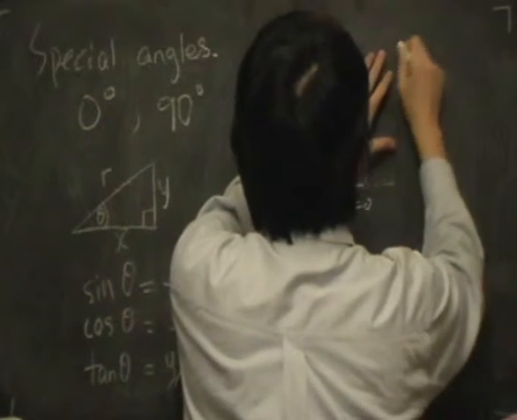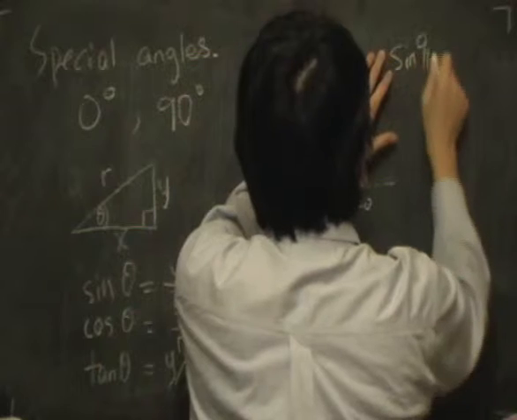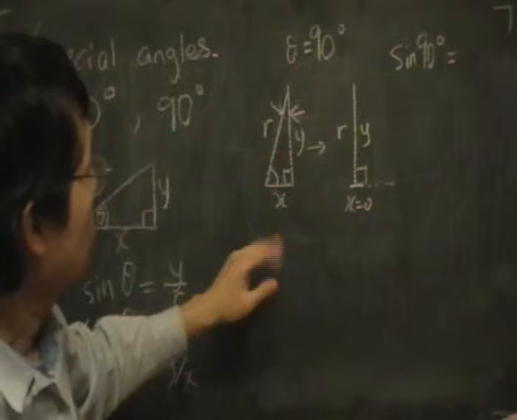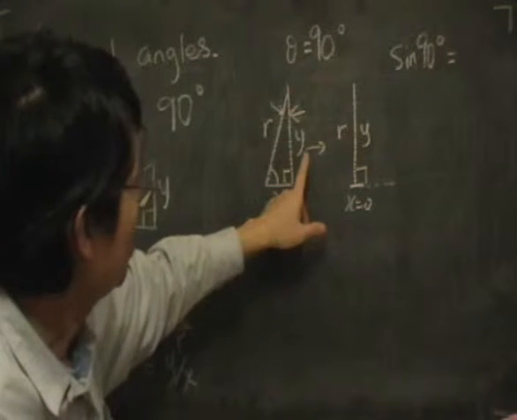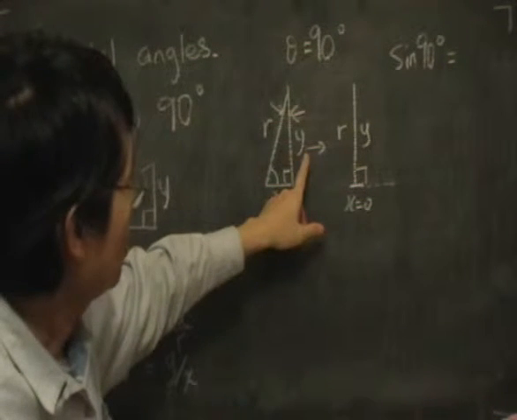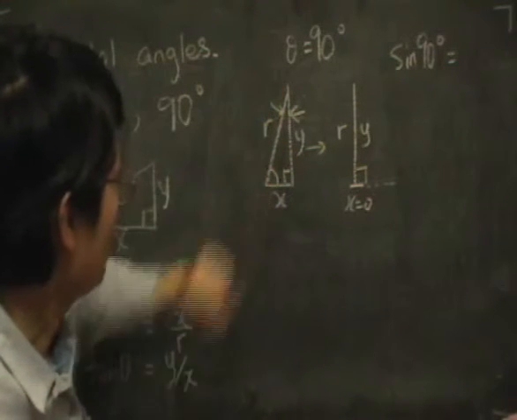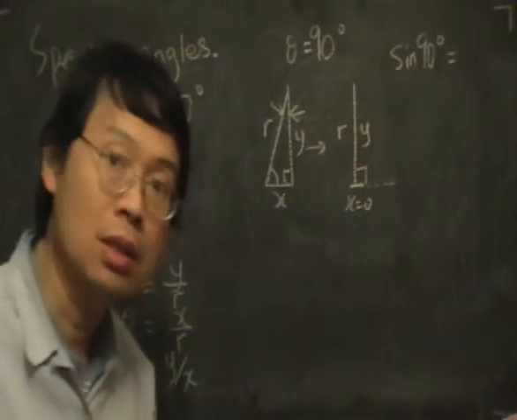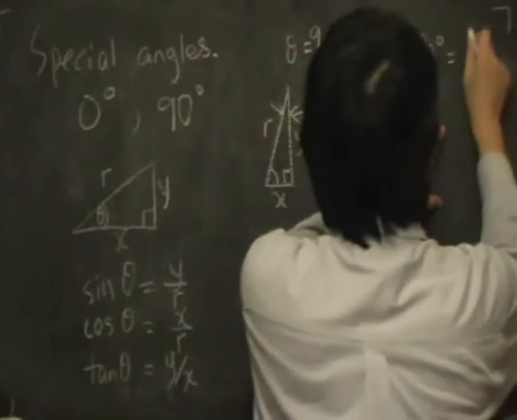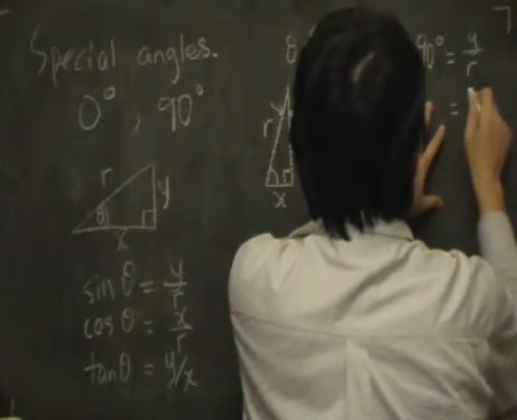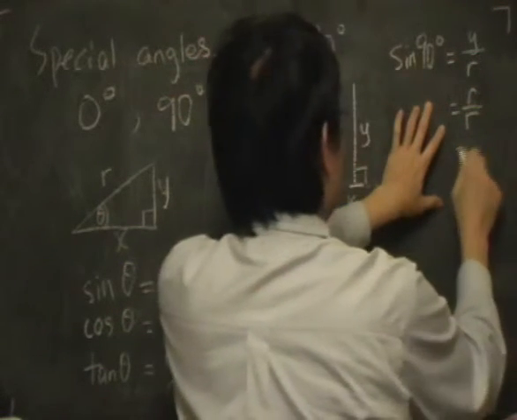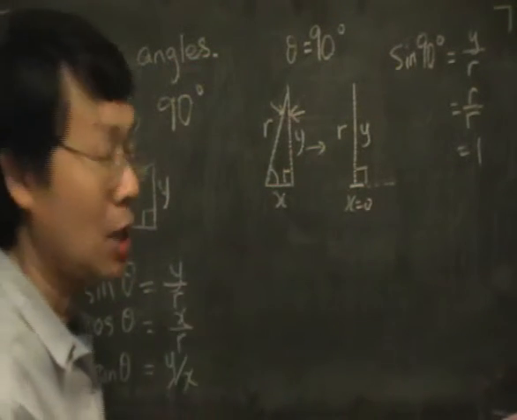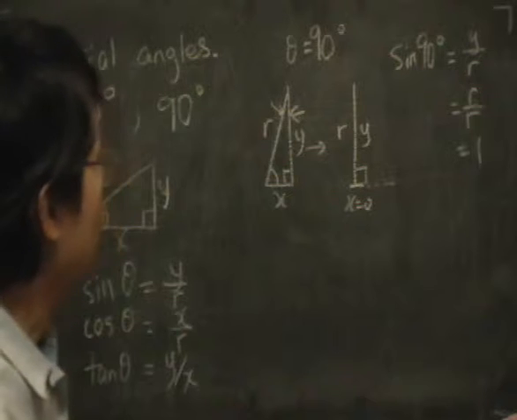Right, let's do sine of 90 degrees. Okay, that would be opposite over hypotenuse, but this time the opposite and the hypotenuse are equally long. So our y over r is the same as r over r, which is the same as 1. So sine 90 degrees is 1. We've got our first answer.